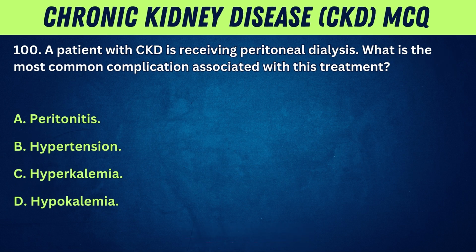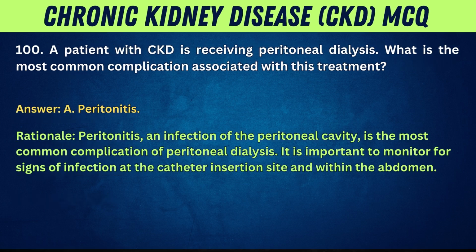100. A patient with CKD is receiving peritoneal dialysis. What is the most common complication associated with this treatment? A. Peritonitis. B. Hypertension. C. Hyperkalemia. D. Hypokalemia. Answer: A. Peritonitis.